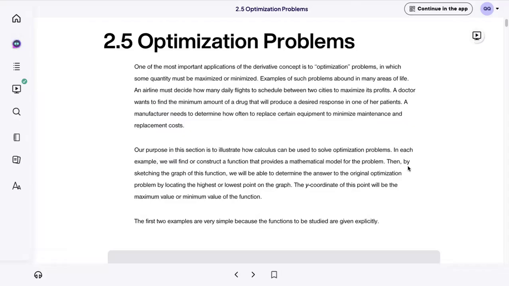Okay, this video will cover chapter 2, sections 5, 6, and 7. Section 5 is to use derivatives in life applications. So one typical problem is optimization, to optimize the situation.